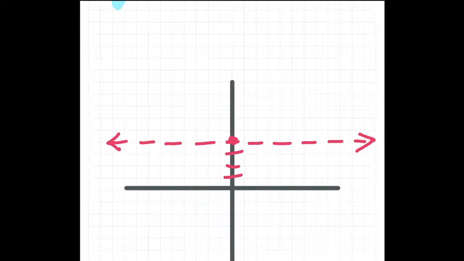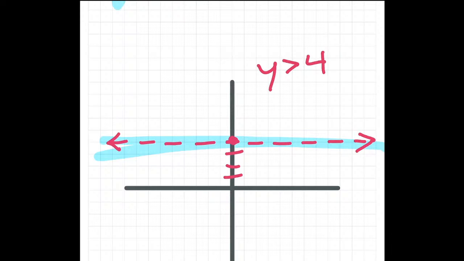okay. And the equation for this line is y is greater than 4. Okay? You can tell it's greater than because you see the dashed line. And you also notice there is no equal sign under here. It just says greater than. Okay? That's why we have the dashed line.